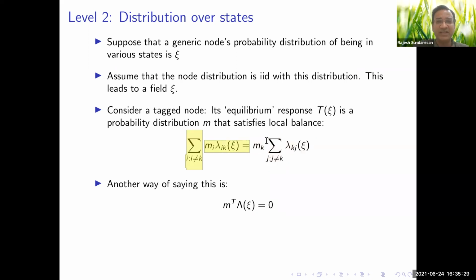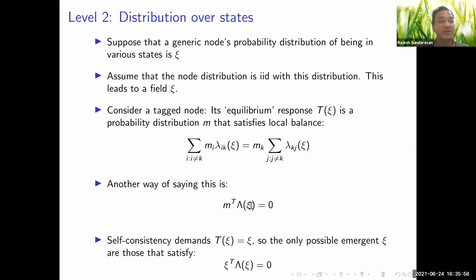This is true for every state. This is one equation for a particular state k. We actually have to impose this condition for every state k. And when you do this, you can write this requirement in matrix form as m transpose lambda of xi equal to 0. So what we are looking for is an m that solves this equation. That m, which is a solution to this equation, I'll call T of xi because it depends on the xi that we start with. The self-consistency demand is that this response T of xi equals xi.